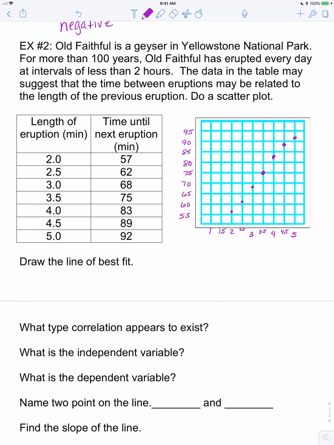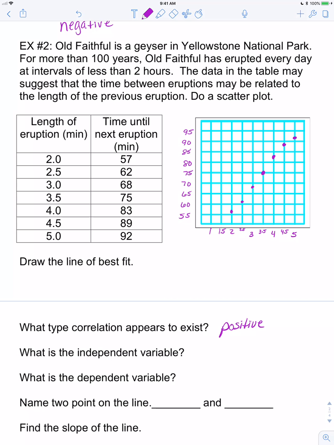So looking at that, what kind of correlation would you say this has? Positive, negative, or no correlation at all? Well, yeah, it's going to have positive, right? It's going up each time, so positive correlation.